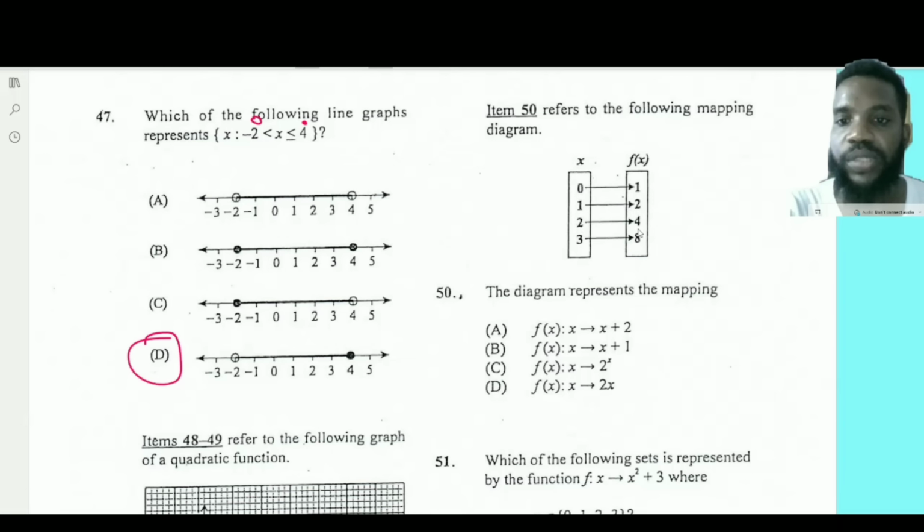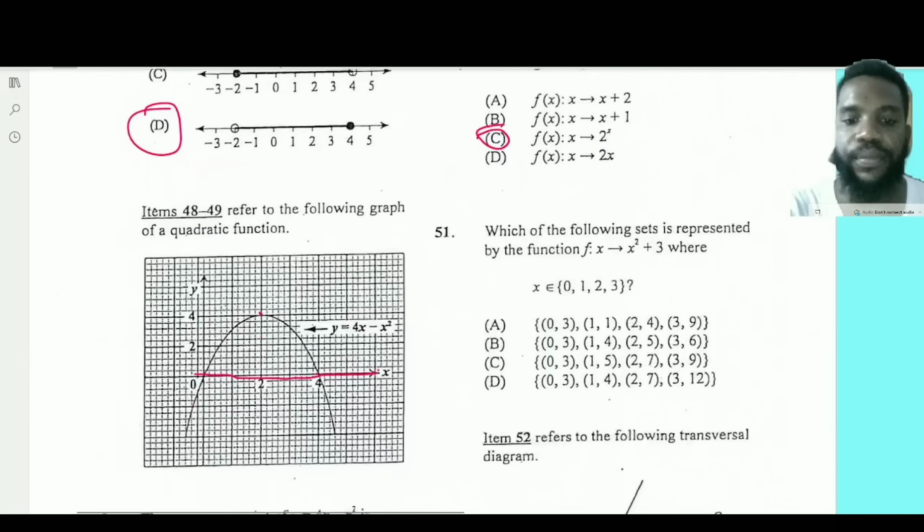That's out. Would it be 2 to the x? Alright, 2 raised to 0 is 1. Any number raised to 0 is 1 apart from 0. 2 raised to 1 is 2. 2 raised to 2 is 4, because 2 times 2 is 4. 2 raised to 3 is 2 times 2 times 2, which is 8. So this is the option. Alright, so in this case, it's all about trial and error.